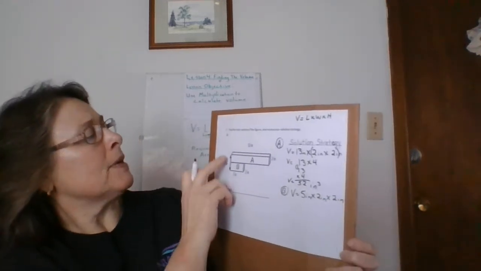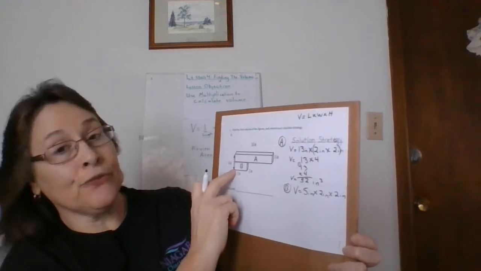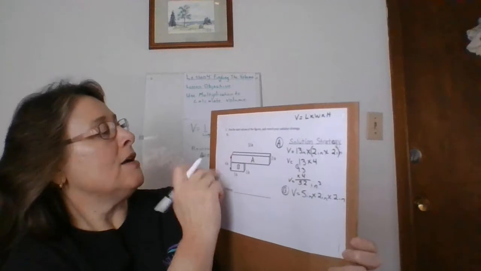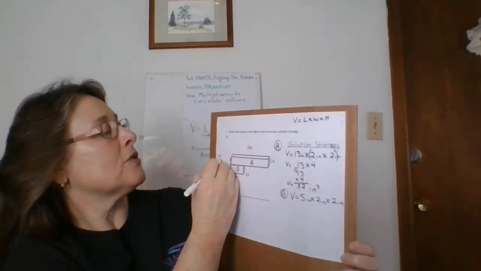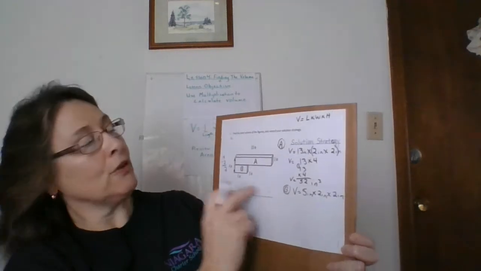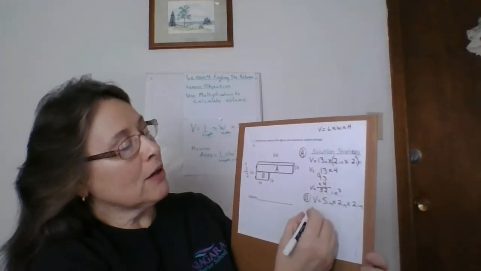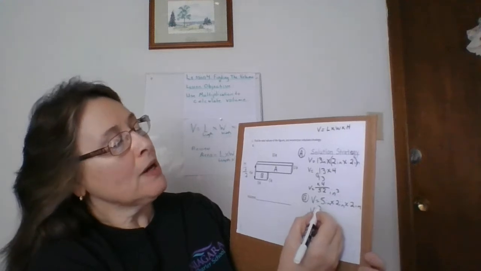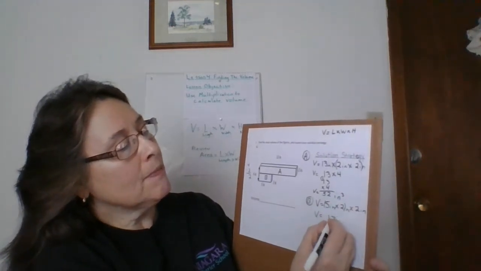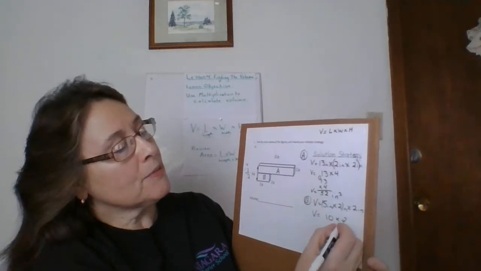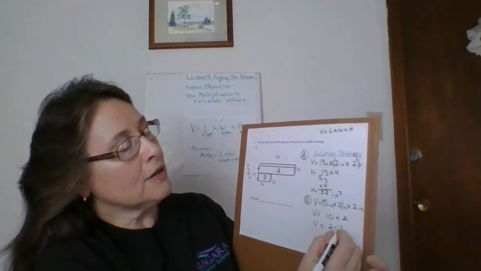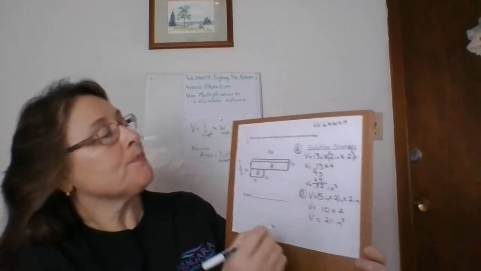And again, I got that because if the whole height is 4, and A is already 2 inches high, if we do 4 minus 2, that would give me the 2 inches for my height for letter B. Okay, so now I can go ahead and do my multiplication. I'm going to do the 5 times 2 is 10. That leaves me with 10 times 2. So my volume is equal to 20 inches cubed.